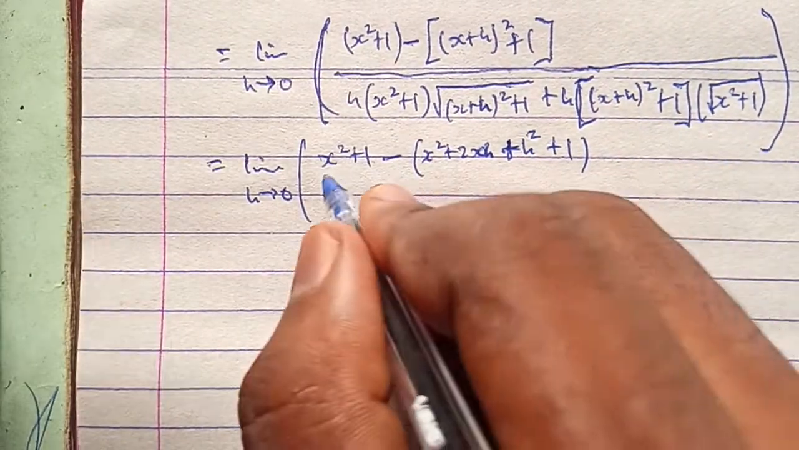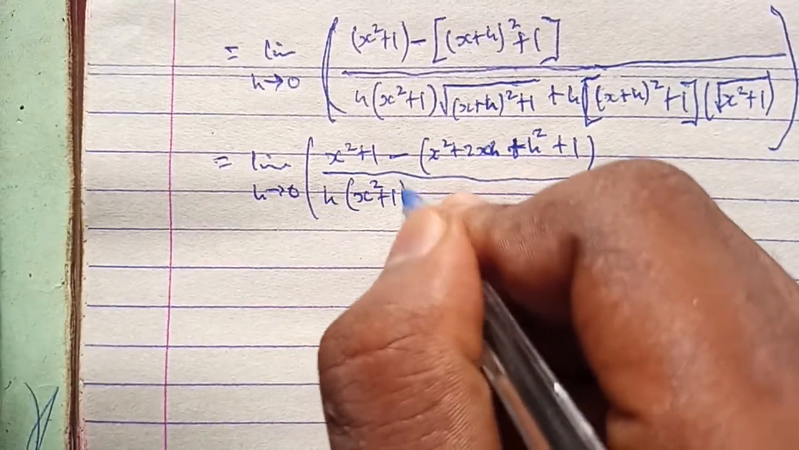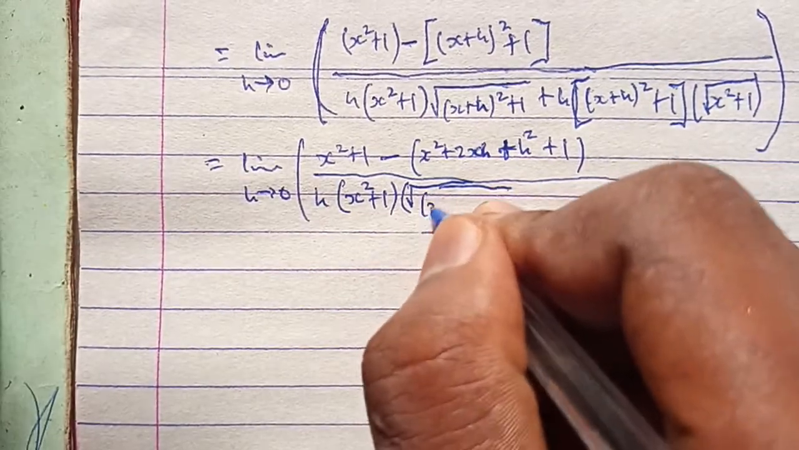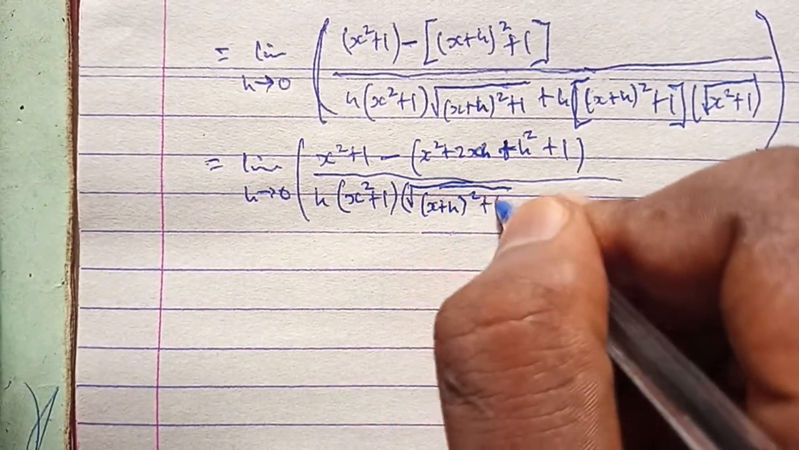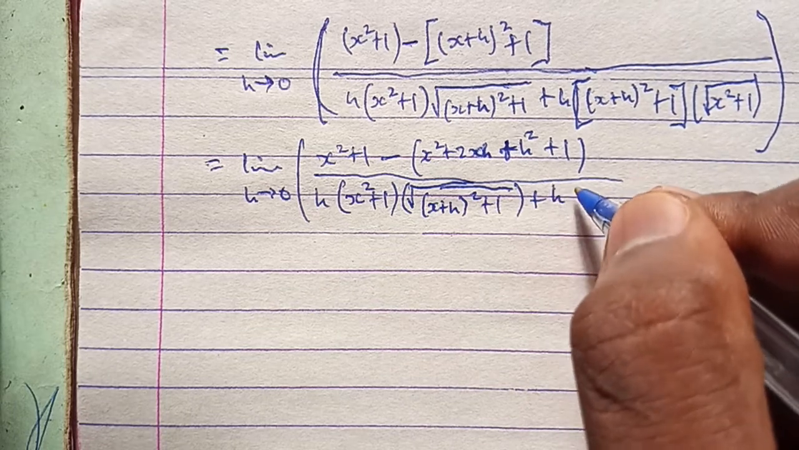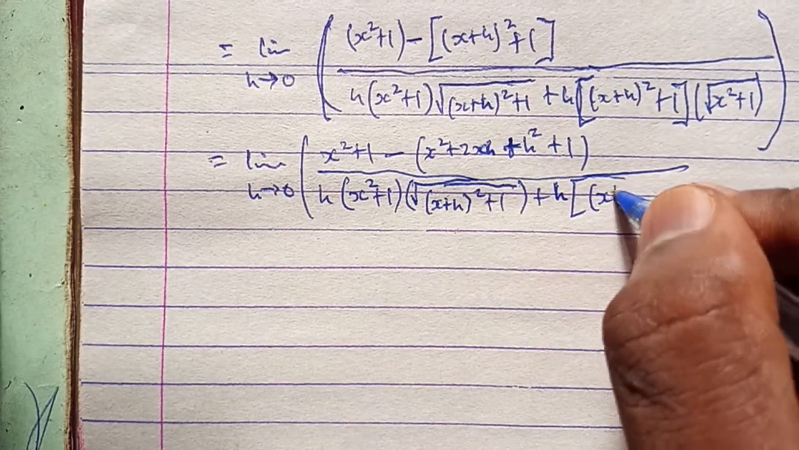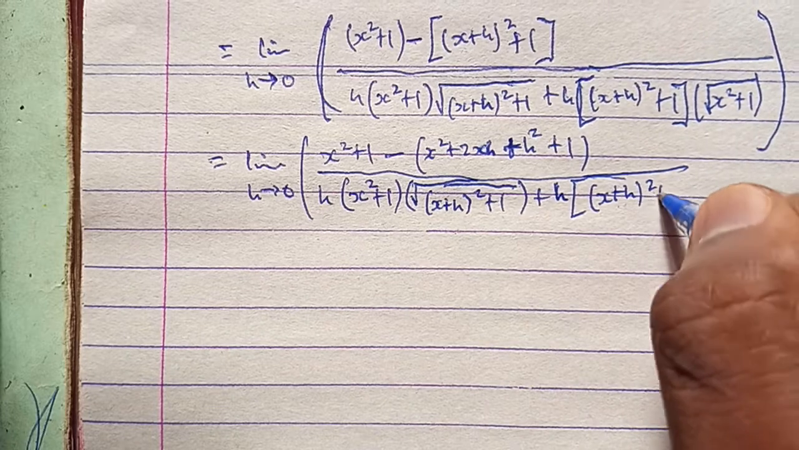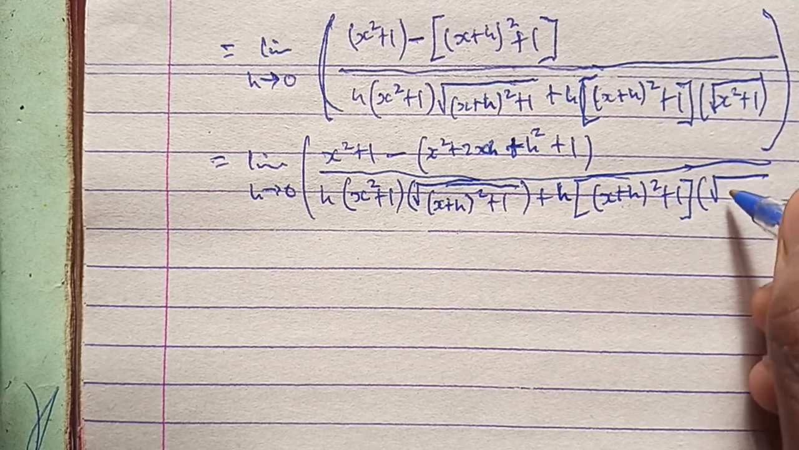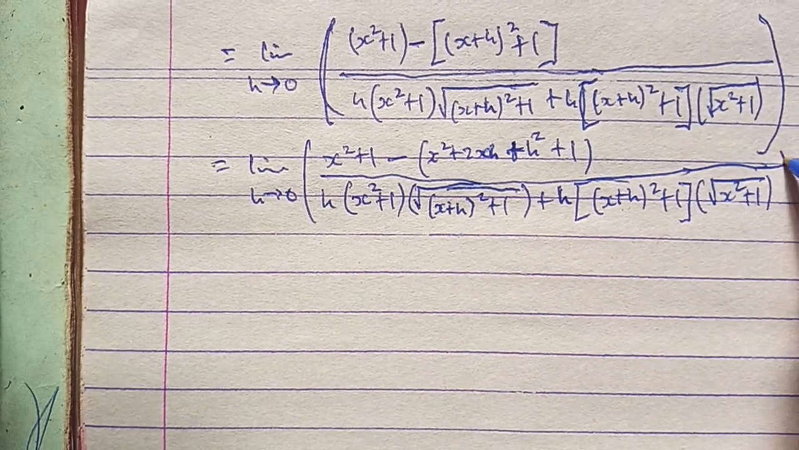So this will be all over, that's the denominator, h bracket open x squared plus 1 multiplying by another expression, square root of, under the square root we'll have (x plus h) all squared plus 1, then bracket close, then plus another expression again, h rather, multiplying by square bracket, another bracket open, (x plus h) all squared plus 1, square bracket close, then multiplying by another expression, square root of x squared plus 1, then bracket close, then we'll close the whole bracket.